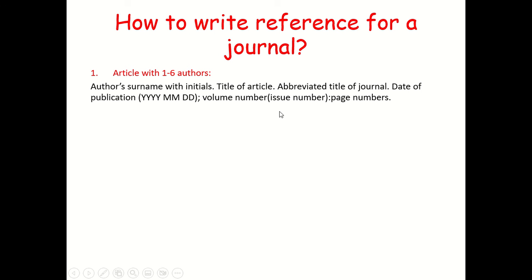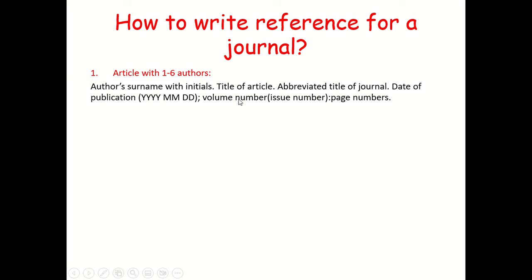Next comes the title of the article, then the abbreviated title of the journal. Now this abbreviated title of the journal you will get from the NLM site, that is given in the description box. So you have to write the journal's name in its abbreviated form. Then, what is the date of publication?